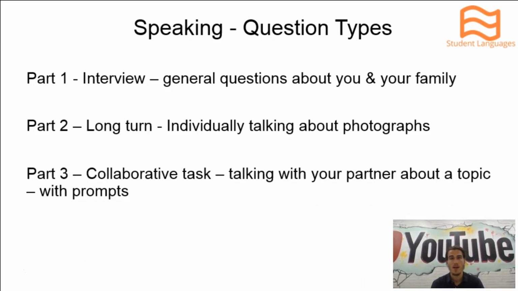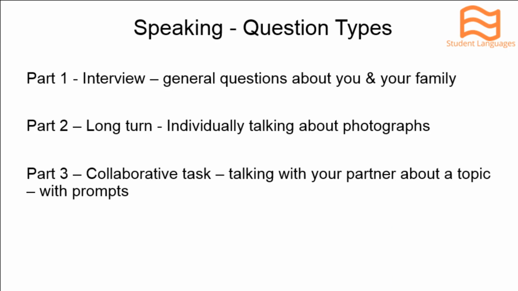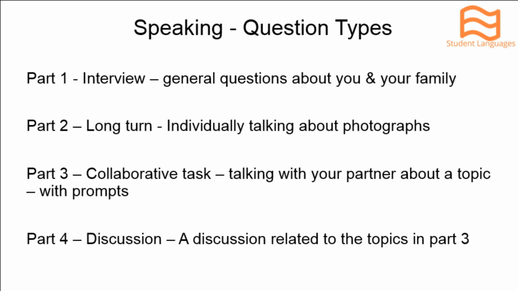In Part 3, you're going to be with another candidate. Actually, for the whole of the speaking paper, there will be another candidate with you. But it's in this part, Part 3, where you talk with the other candidate. And this will be on a particular topic, and there will also be prompts to help you with this discussion. And finally, Part 4. Part 4 is a discussion with your partner, and it will normally be questions from the examiner. And this is a discussion which is related to the topic in Part 3.